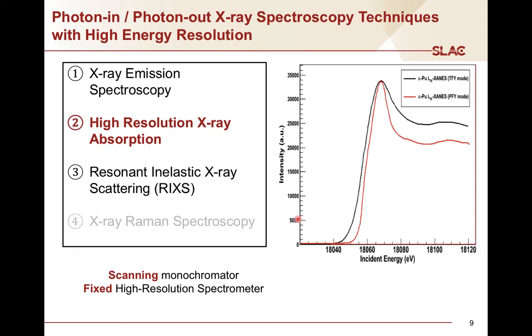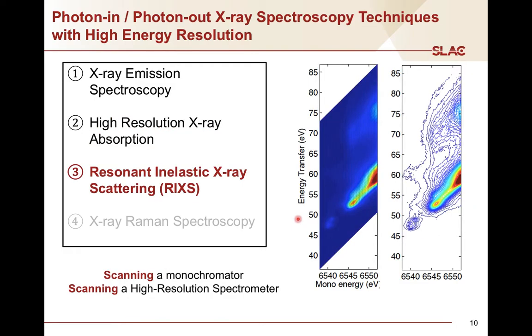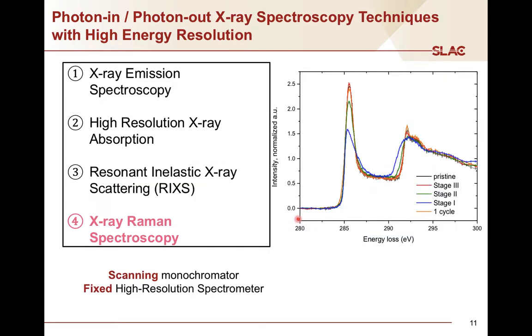We can have high resolution X-ray absorption, or HERFD, where we now scan the mono and keep the spectrometer fixed. And the third one is a combination of both. We scan both the mono and the spectrometer, and we get resonant inelastic X-ray scattering. And the fourth one, which I'm not going over here, is X-ray Raman spectroscopy, which we can do. Now we scan the mono and keep the spectrometer fixed, and we detect the energy loss, which means that using hard X-rays, we can measure usually soft X-ray regime spectra like the carbon K edge, oxygen K edge, transition metal L edges, these kinds of things.